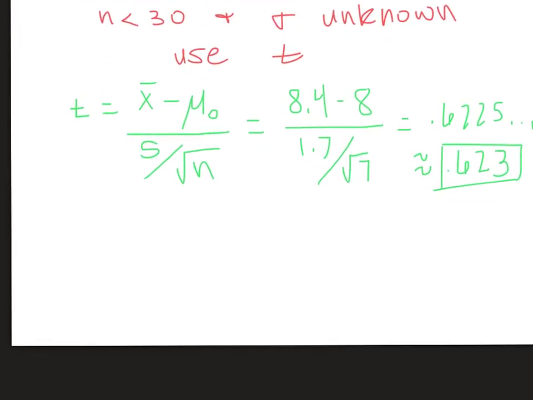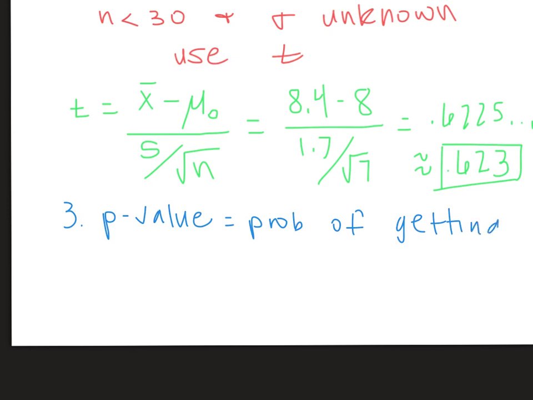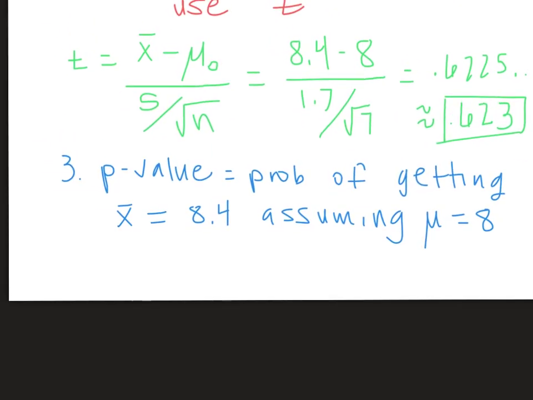Now, step 3, here is where we want to determine the p-value. The p-value, remember, is the probability of getting the sample mean equal to 8.4, assuming the null is true. So assuming the null is true, meaning the true mean is equal to 8. Just a reminder, that is what a p-value is.